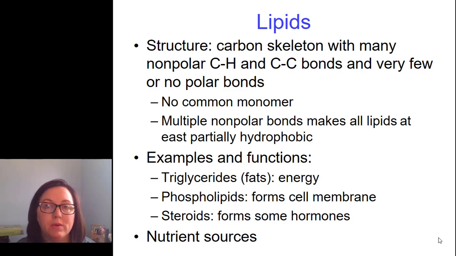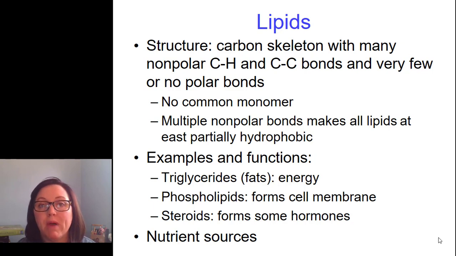In this video, I'm going to talk about lipids, which are one of the four important biological molecules. So in terms of their structure, lipids, like the other organic biological molecules, have a carbon skeleton base. And this carbon skeleton base has many non-polar covalent bonds in it. Lots of carbon-hydrogen bonds and lots of carbon-carbon bonds.